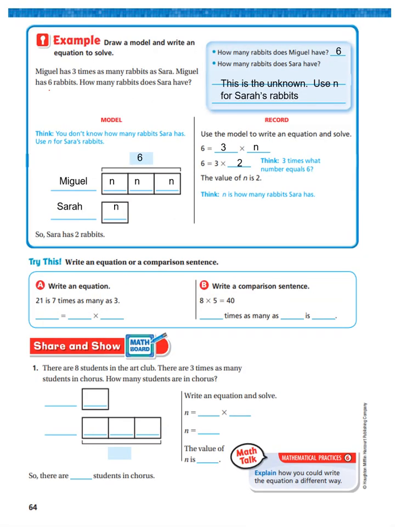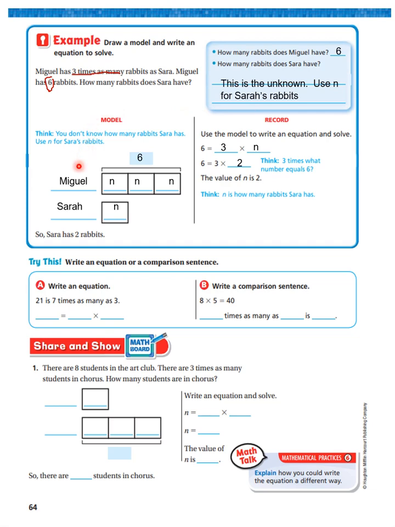All right, boys and girls, let's look at the example. Draw a model and write an equation to solve. Miguel has 3 times as many rabbits as Sarah. Miguel has 6 rabbits. How many rabbits does Sarah have? Well, immediately I'm going to underline he has 3 times as many, and I'm going to circle the 6. That's really important. How many rabbits does Miguel have? 6. How many rabbits does Sarah have? That's what we need to find out. That's the unknown.